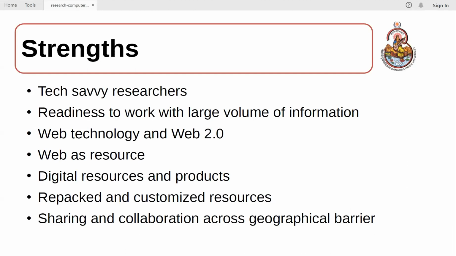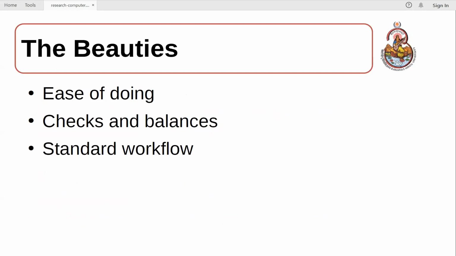and it has become really difficult for us to think about research without using these ICT tools. So a lot of beauties are there if you use a digital platform, ICT tools or computers, because it gives you a lot of ease of doing. It gives you a lot of checks and balances because of a standardized workflow. So there are fewer chances of committing mistakes. Okay. And whatever you produce is normally a quality output.